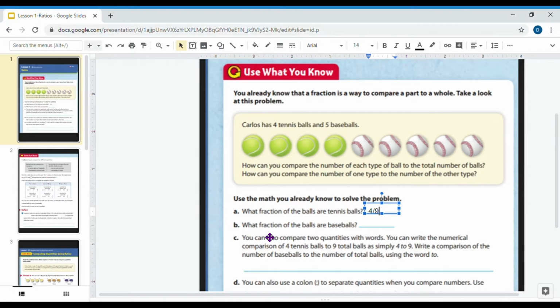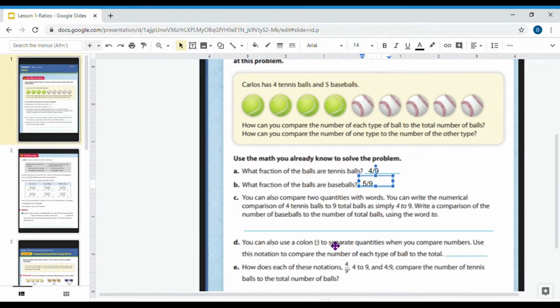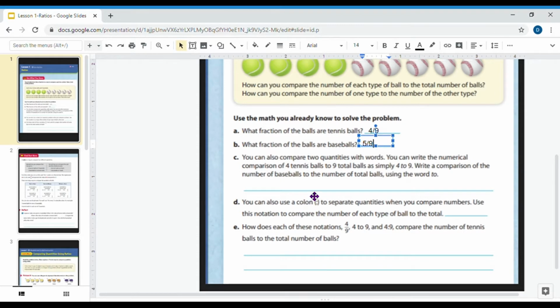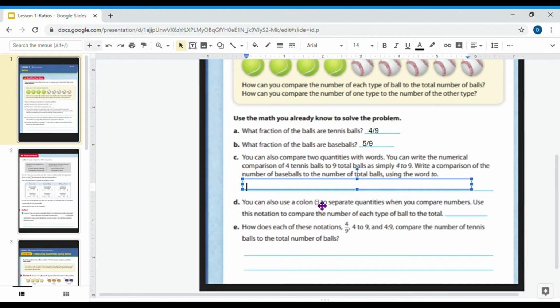And then B says what fraction of the balls are baseballs? Okay, well I have 5 baseballs and my total number of balls is 9. It says you can also compare the 2 quantities with words. You can write the numerical comparison of 4 tennis balls to 9 total balls as simply 4 to 9. Write a comparison of the number of baseballs to the number of total balls using the word to. So using the word to, I'm going to say that there are 5 baseballs to 9 total balls.